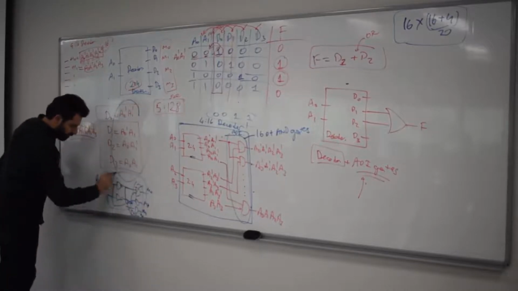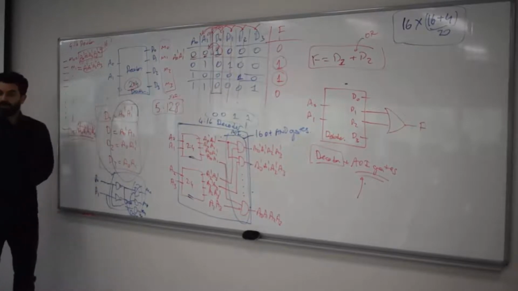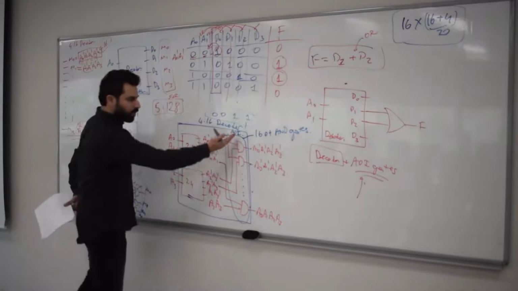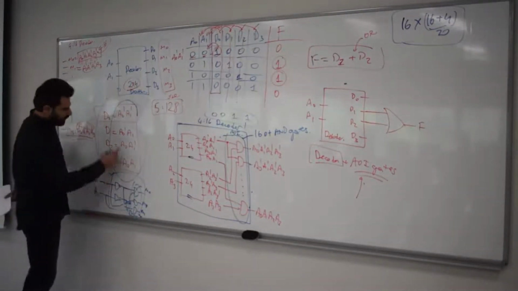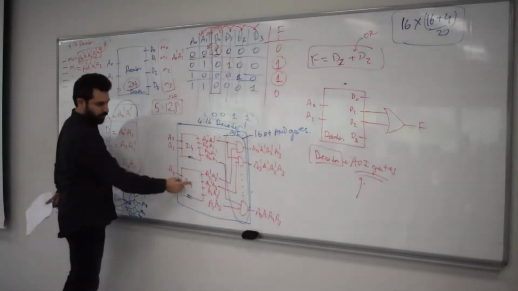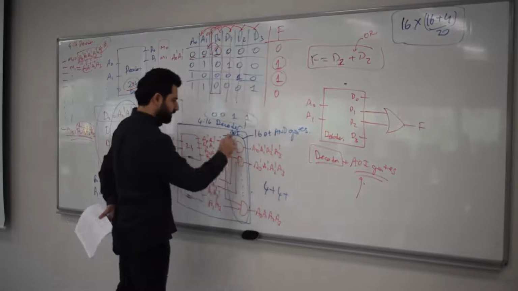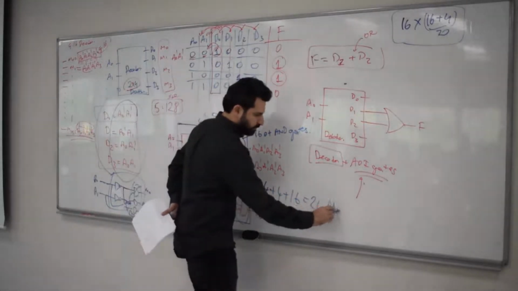This is the 2 by 4 decoder, which is made of AOI gates. And on top of that, you have more AND gates here. So the total number of AND gates is, you have 4 here, 4 here, right? 4 plus 4 plus 16 here, so you've got 24 AND gates.